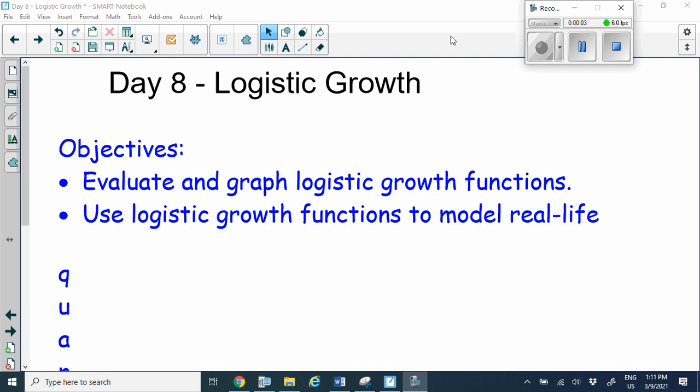Hey guys, so here's the notes for day 8. We're going to be talking about logistic growths.